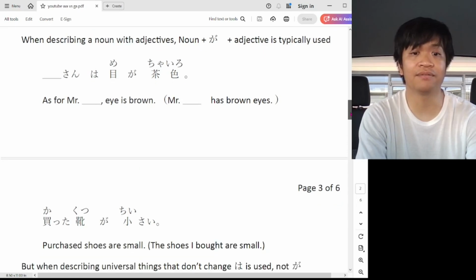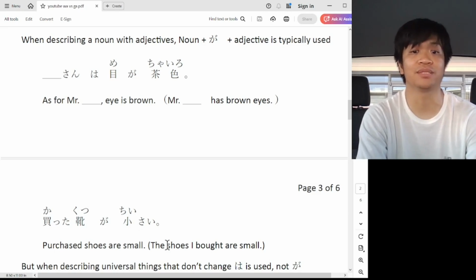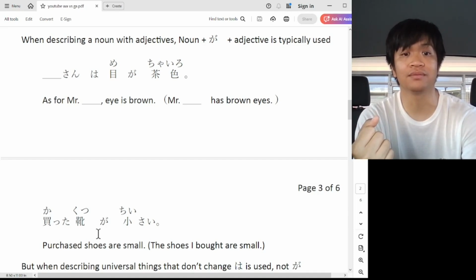You can also have something like 買った靴が小さい. The shoes I purchased are small, or the shoes I bought are small. So 買った靴, this is the shoes that I bought. が小さい. So noun, the kutsu, that's the noun. が, and then chisai, that's the adjective. So that's how it's typically used.